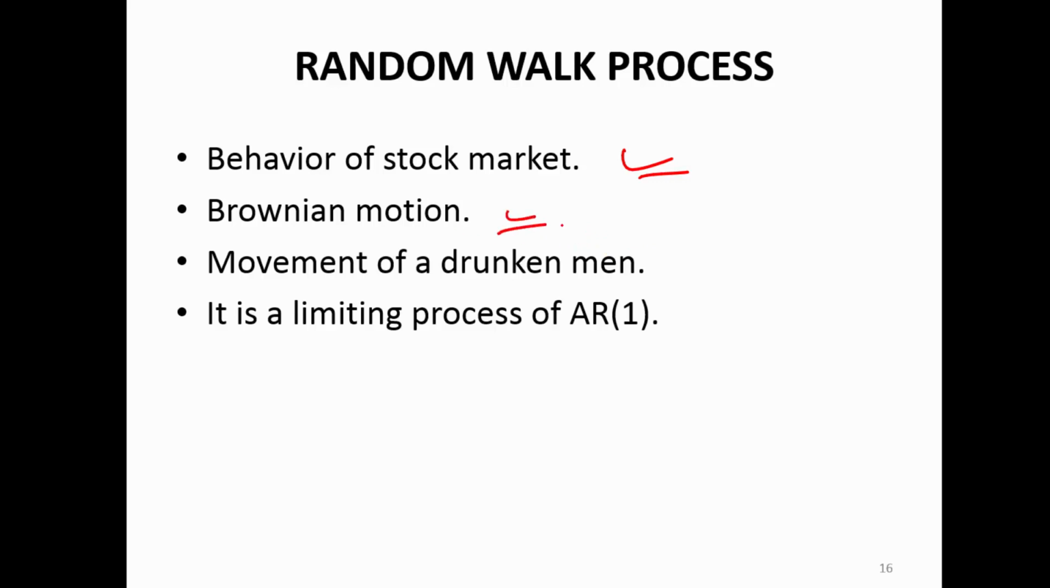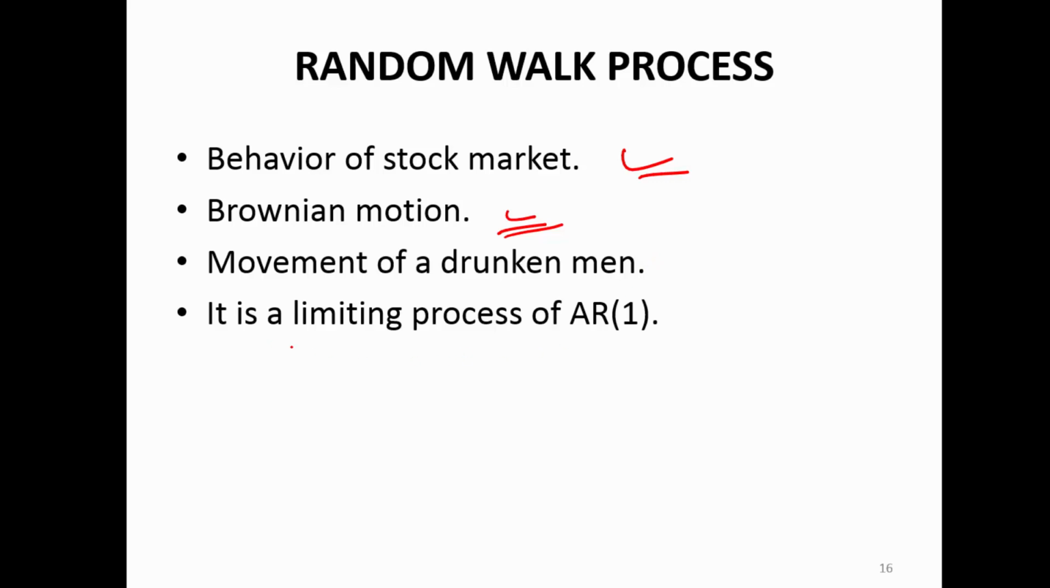It's also used in understanding Brownian motion in many science areas, also in finance. A movement of a drunken man, somebody who's drunk, you will have no pattern. If you try to understand or study his pattern of walking, there's no pattern at all.